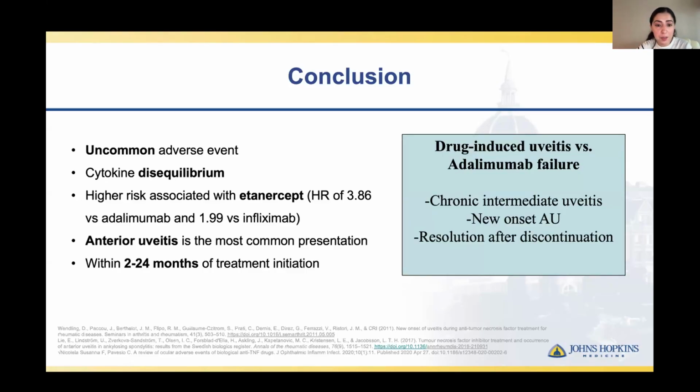The higher risk has been associated with etanercept, a fusion protein that's documented to have a 3-fold higher risk of drug-induced uveitis compared to adalimumab, and almost a 2-fold increase compared with infliximab. Anterior uveitis is by far the most commonly reported presentation. However, there have been reports of intermediate and posterior uveitis as well as even scleritis. Times to onset vary widely, but can be from 2 to 24 months after treatment initiation.